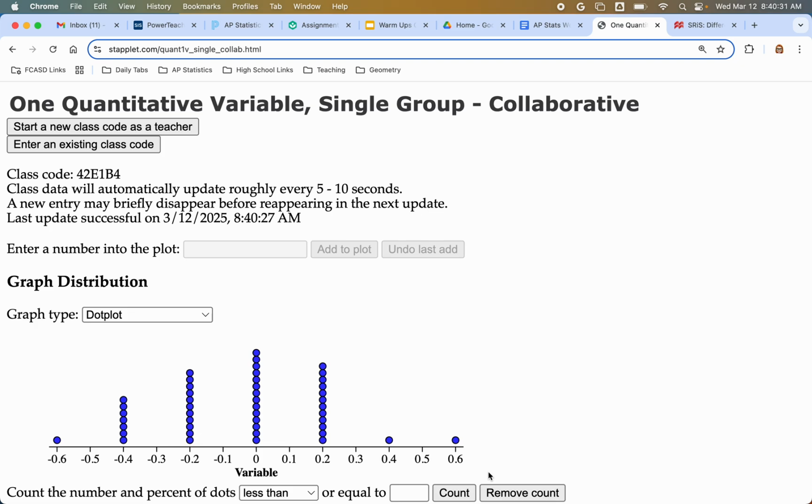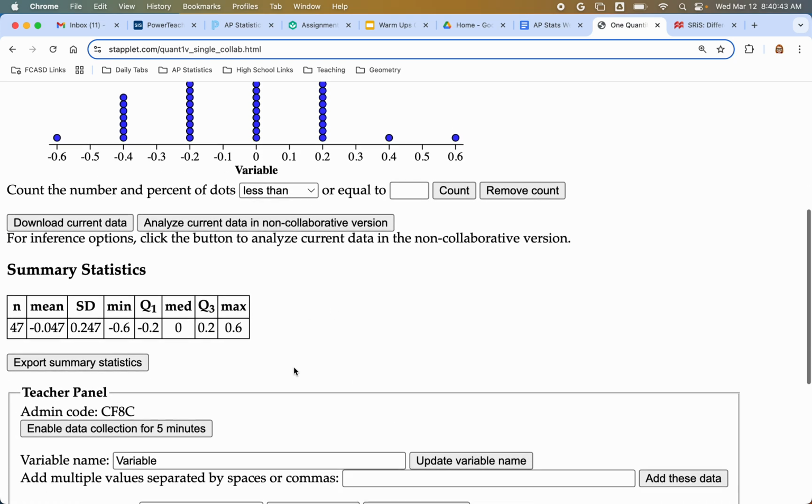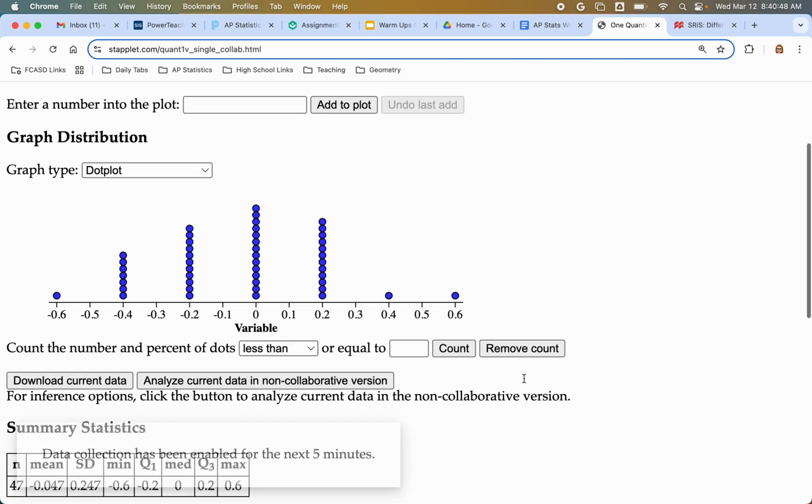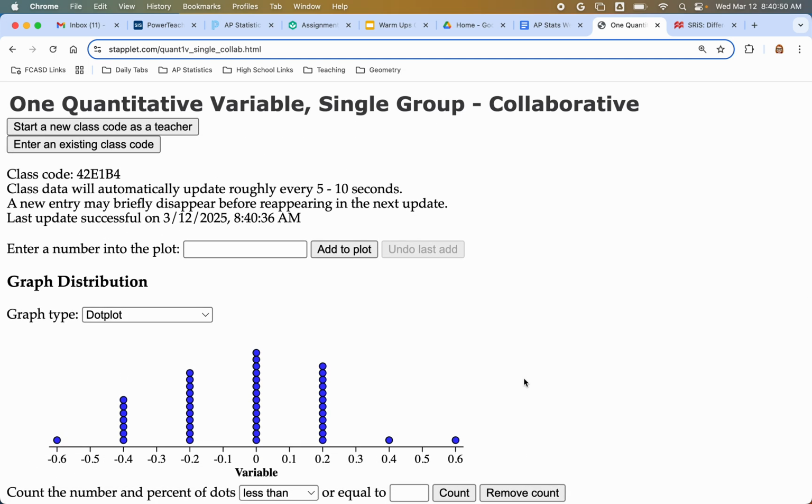Where do you enter in the number? So you go to the one that says collaborative. Okay, hold on, let me, I'll just need to extend the data collection. So it should work now. Does it allow you now? You might have to refresh it. Yeah, and then just enter each. I guess you have to enter them in one at a time.